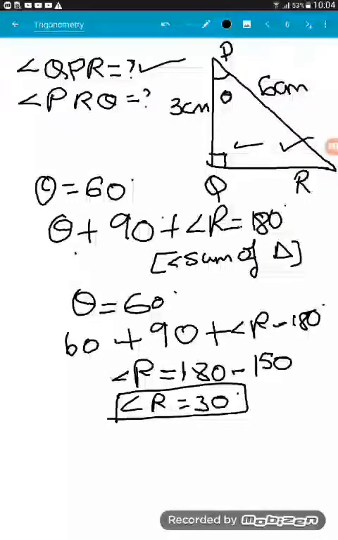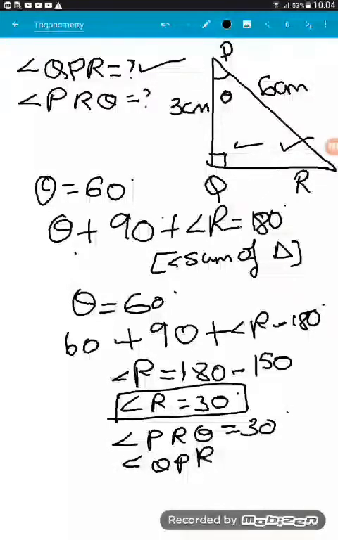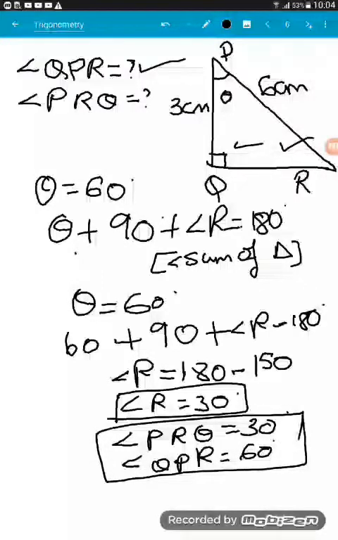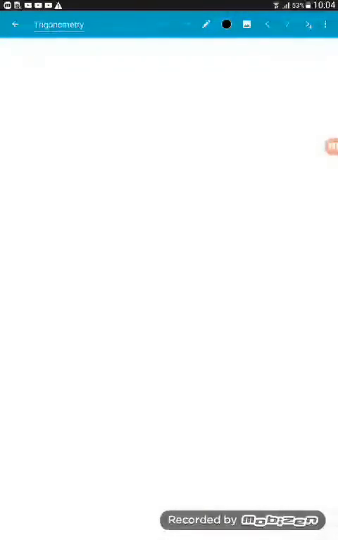That means angle R is nothing but angle PRQ. Therefore angle PRQ equal to 30 degree and angle QPR equal to 60 degree. So this is the answer. Now we will move on to the 8th question. For this you don't need to draw a diagram. Just you have to understand and think.